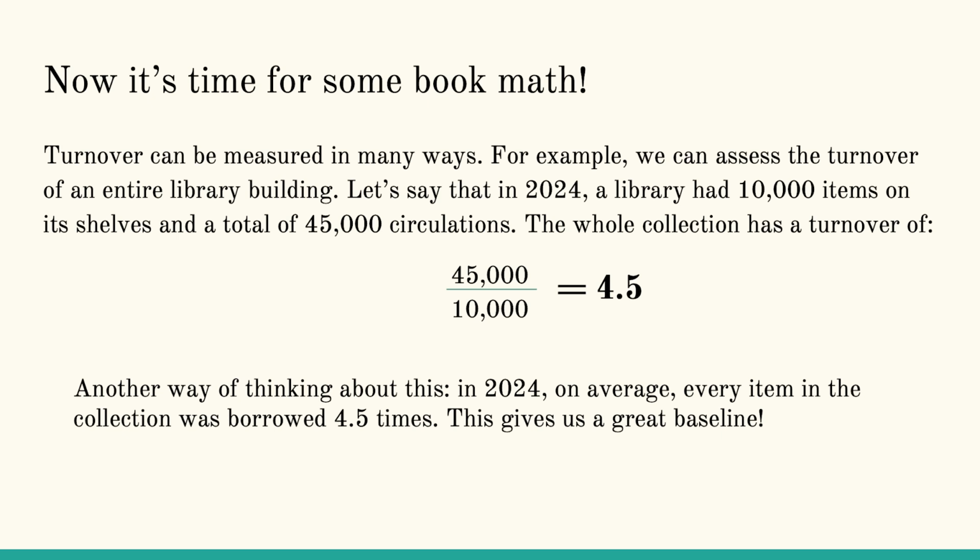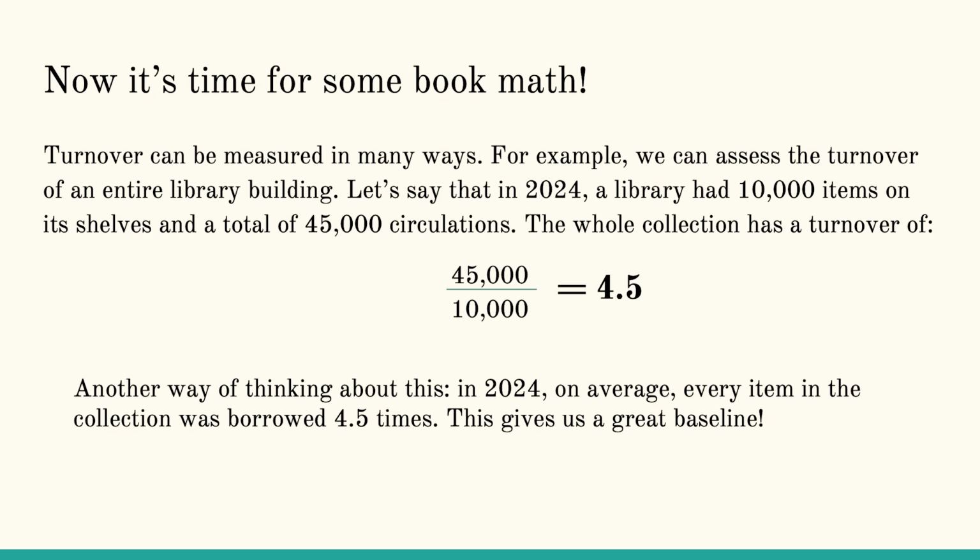Another way we could express this would be to say that on average in this library in 2024, everything in the collection was borrowed 4.5 times. That's a great baseline to start with. Now, does that mean any books actually went out 4.5 times? Definitely not, because it's just like 2.5 children being average family size. You can't borrow a book 4.5 times.